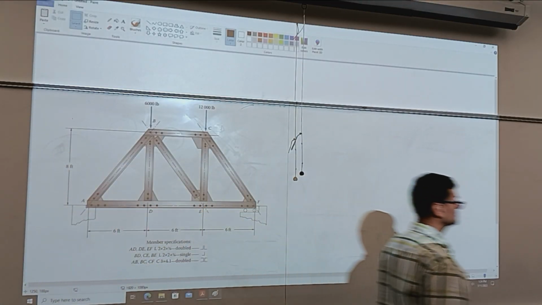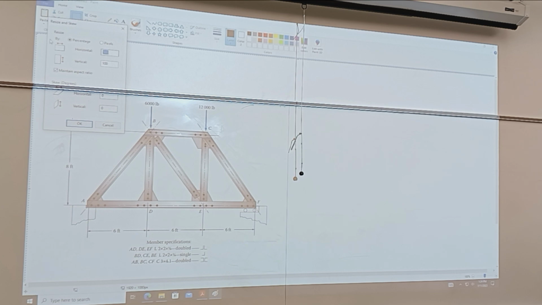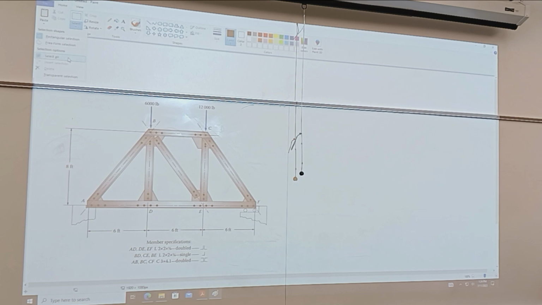So, let's see. Can I make this a little bit smaller? I think I could. Select all, resize. Oh, too small. Undo, select all, resize, and maybe 75.